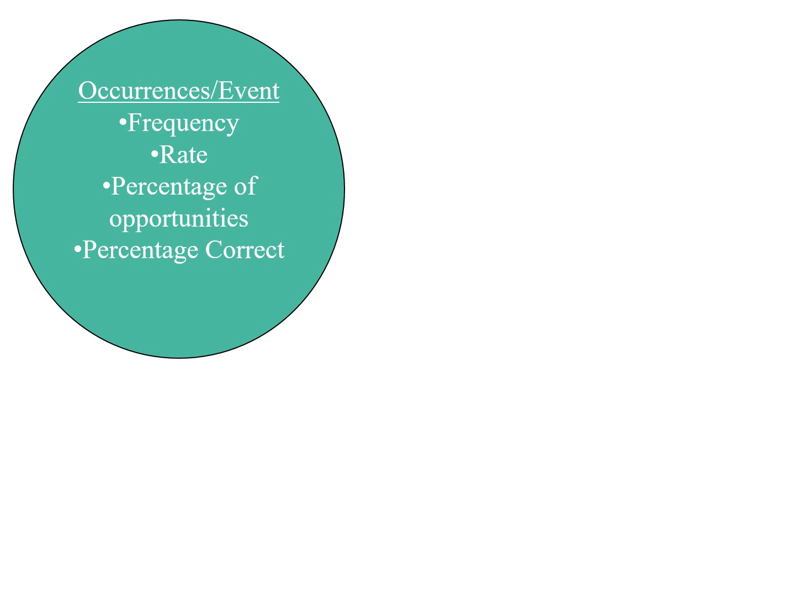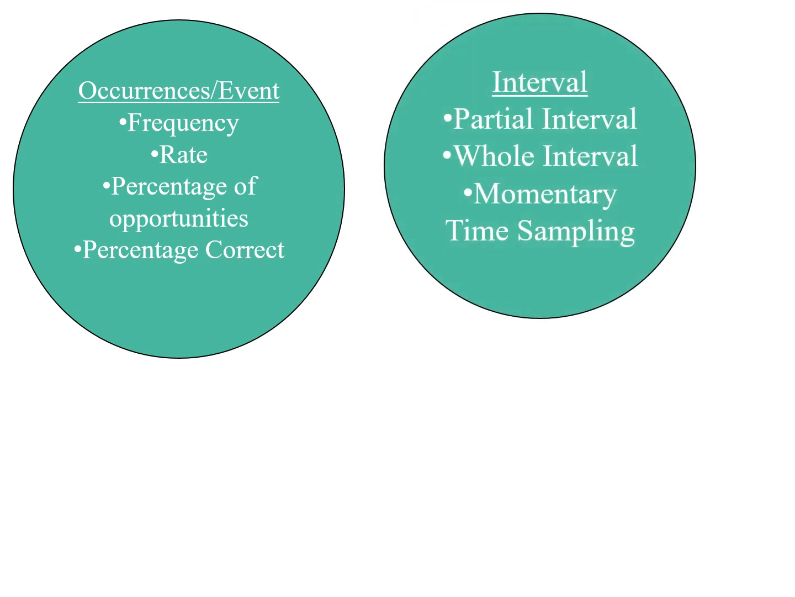I won't get into this too much because it's covered in the other one, but be sure that you're paying attention to the method of data collection that makes the most sense for your study. So if you have occurrence or event-based behaviors, then you're going to be reporting either frequency or rate or percentage of opportunities or percentage correct. Or is an interval type method or an estimating procedure more relevant?